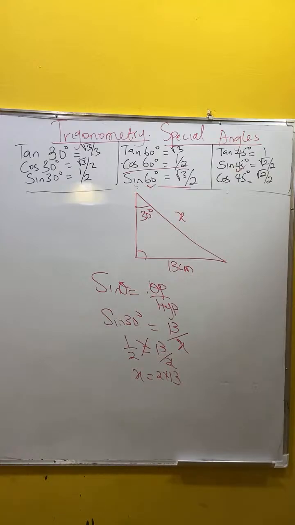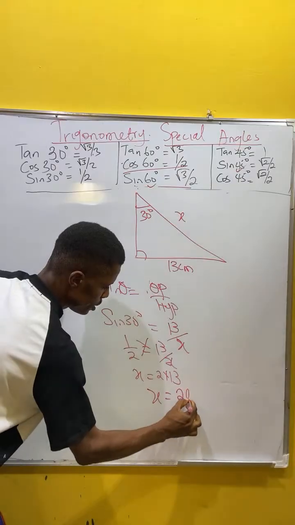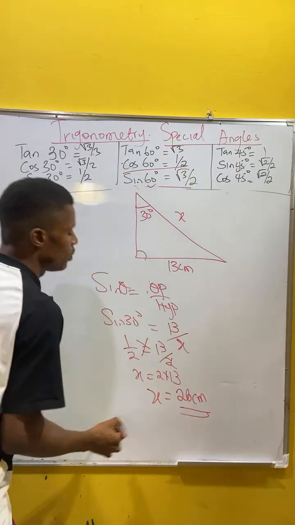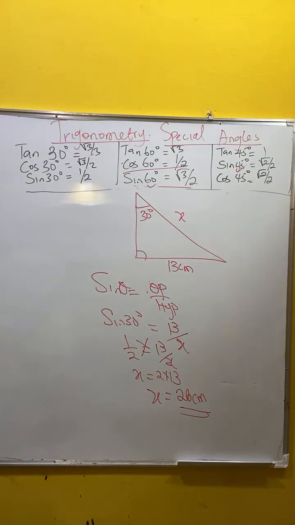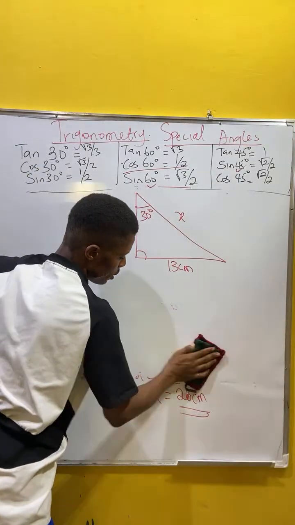26, correct. So that means x is 26 cm. The value for the missing side is 26 cm. Correct, good. So that's how to do that.